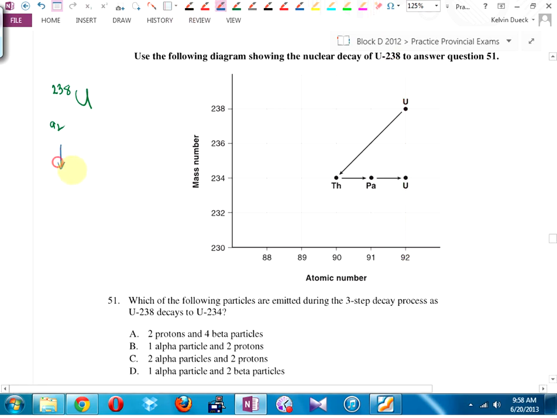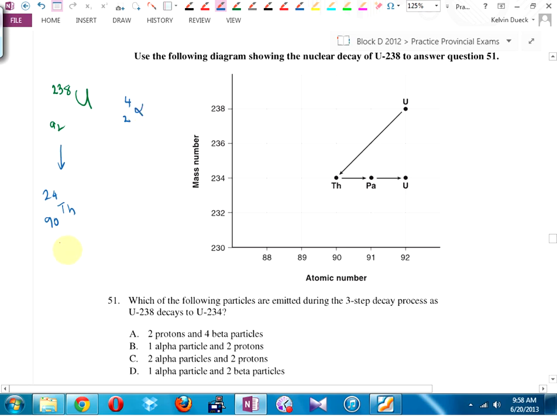Where do we end up? What's the second thing we turn into? A mass of what? 234. Atomic number of what? What did we lose? Right? What is that? So we got at least one alpha.